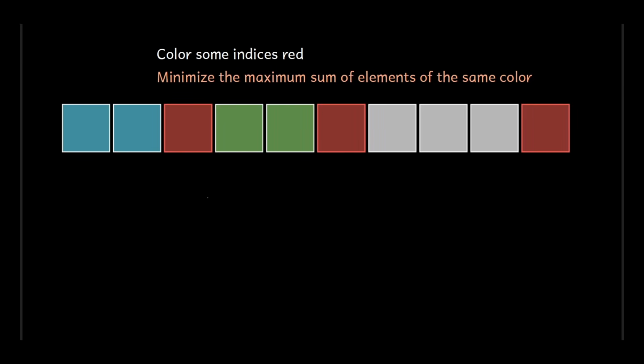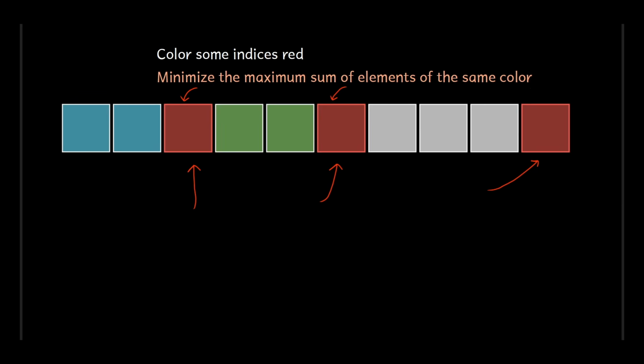You are given an array and you can select any set of indices and color them red. So in this example, 3 elements were chosen and colored red. Then you can consider all of these red elements as a barrier.